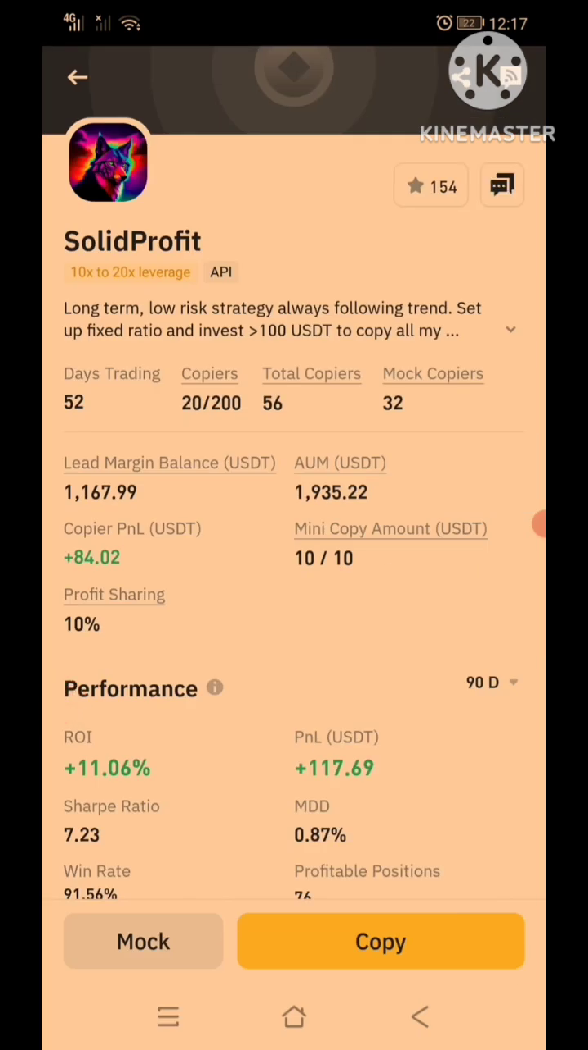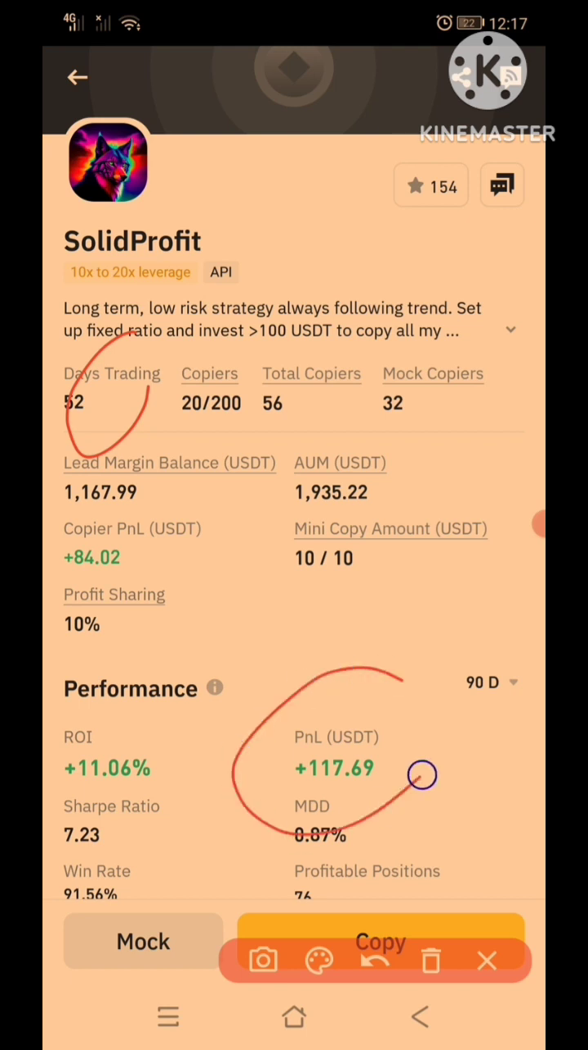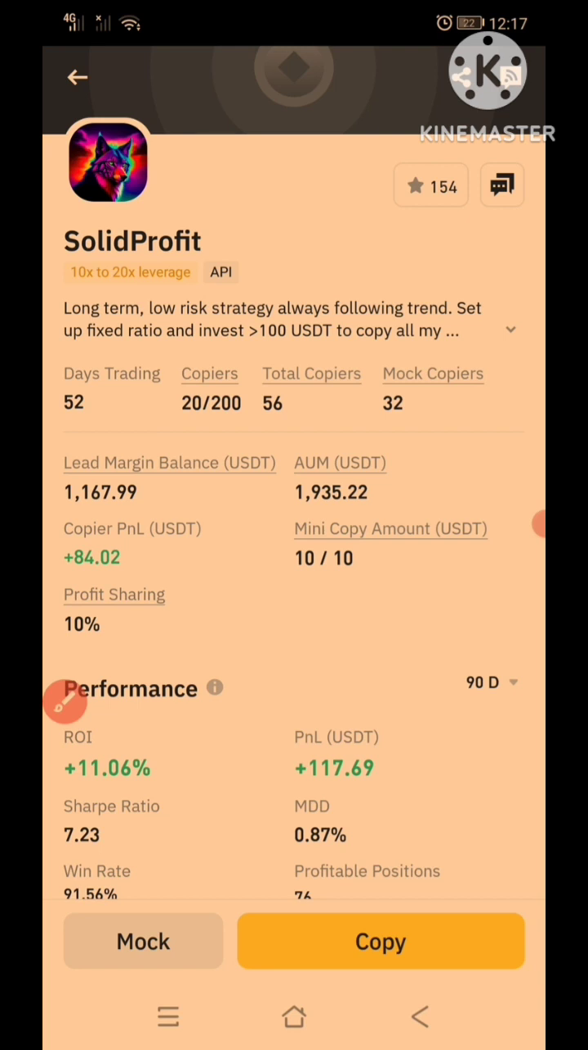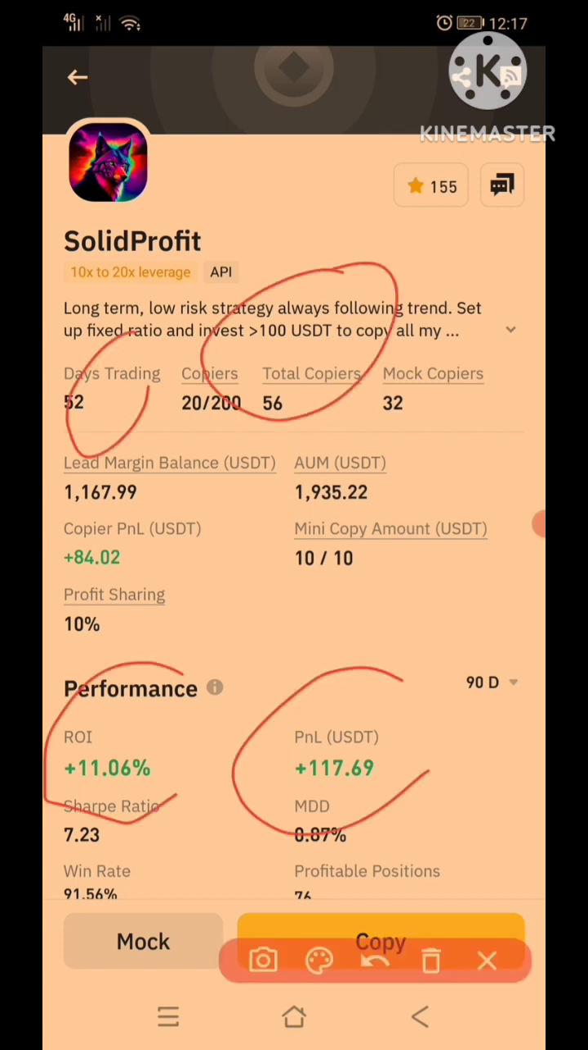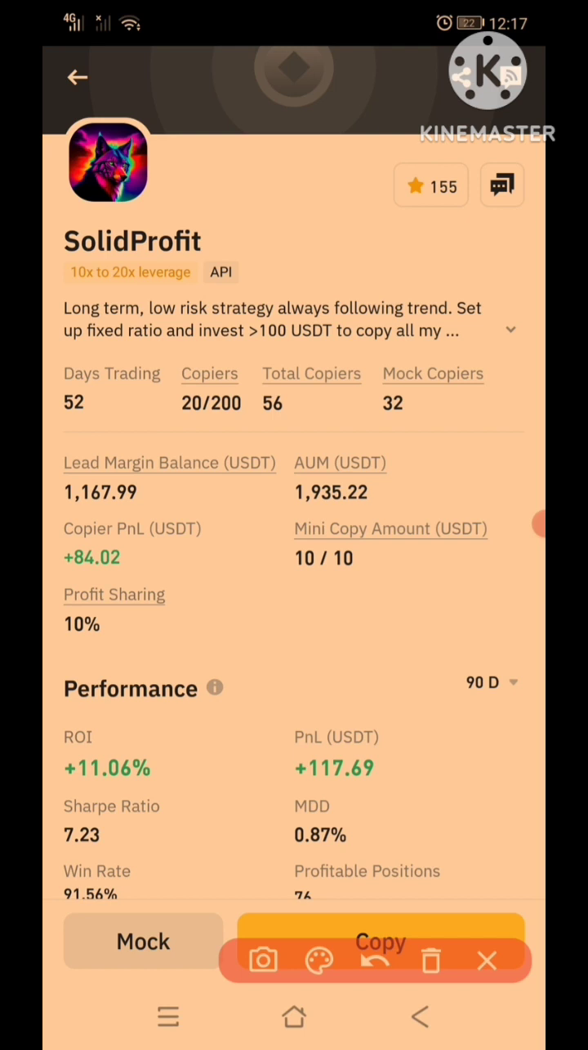Trading since 50 days, 52 days, 100%, 117. No, that's dollar, 11%. This is not much. As a very conservative trader, but why not add some conservative traders? Minimum 100, so solid profit.